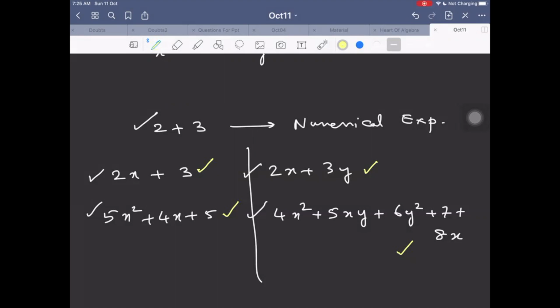Now, more specifically, this is a linear expression in one variable. This is a quadratic expression in one variable. This is a linear expression in two variables. This is a quadratic expression in two variables. So far, so good.